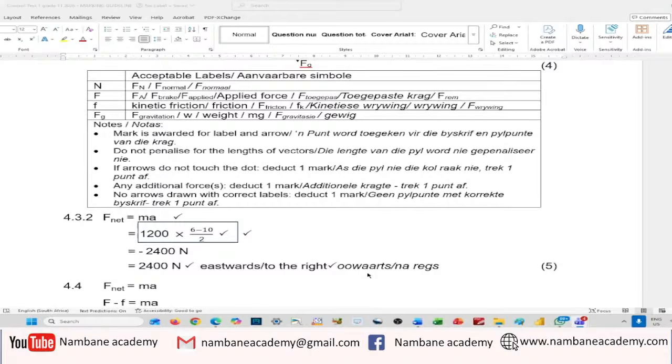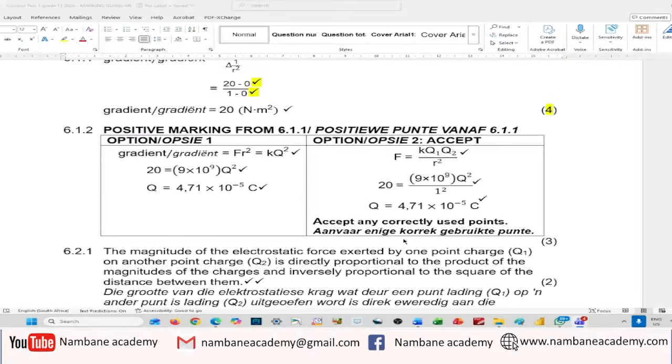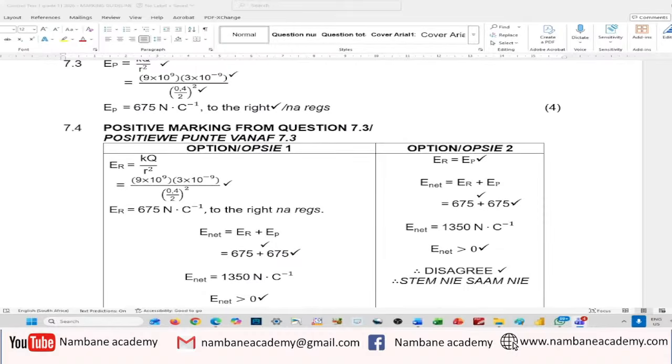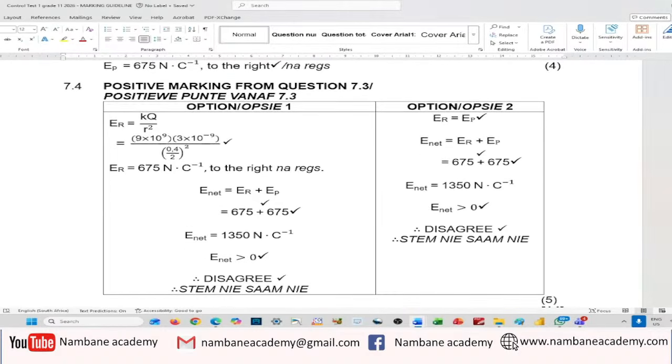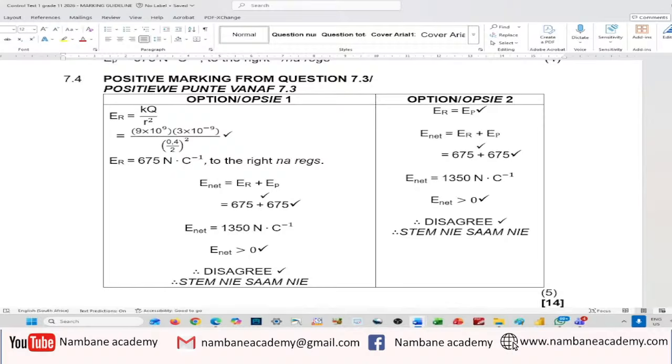Continue. The very last question, 7.4. Can you come closer to the computer, please? You are far. The very last question, 7.4: Do you agree or disagree with the learner's statement? If the learner starts by answering that question and says disagree, and then does a very wrong calculation, or even not doing a calculation, do we credit that learner with a mark for disagree, or don't we credit the learner with a mark? Yes, it is an independent mark. Okay, thank you, sir.